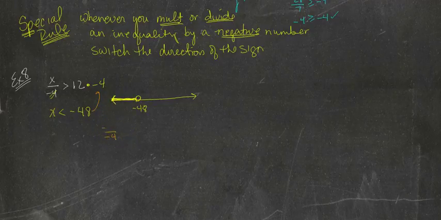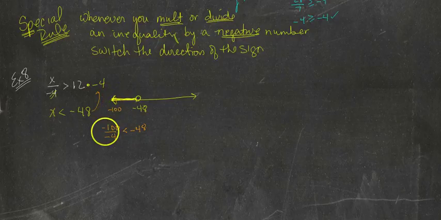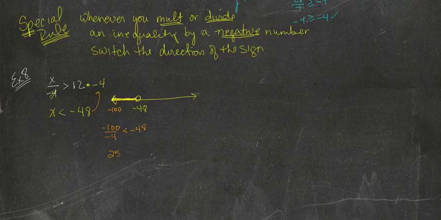4 times, let's take negative 10, or excuse me, negative 100. That's easy enough. Is less than negative 48. So I chose negative 100, which is way over here. Right? So negative 100 divided by 4, two negatives makes a positive in division. 100 divided by 4 is 25, less than negative 48.